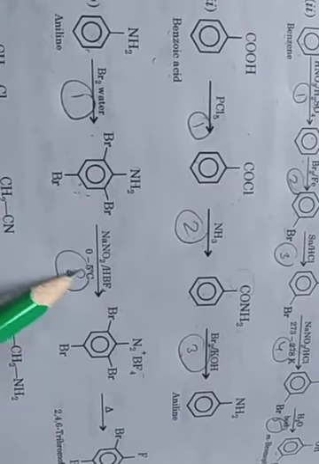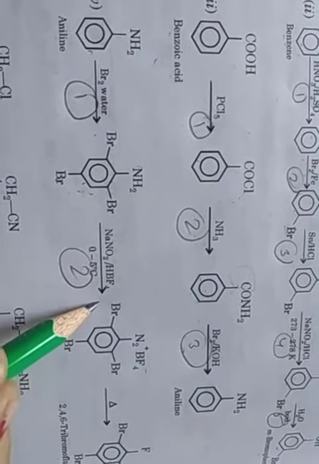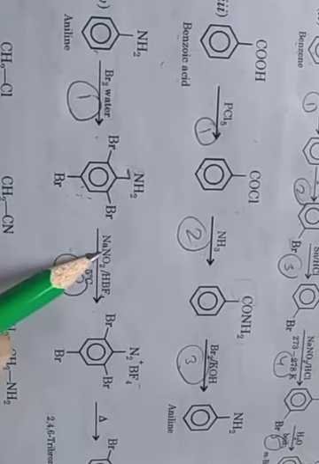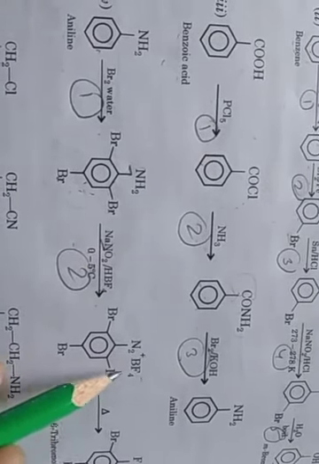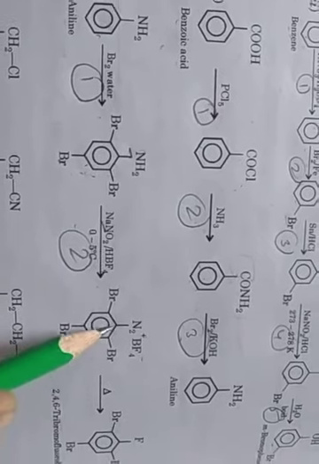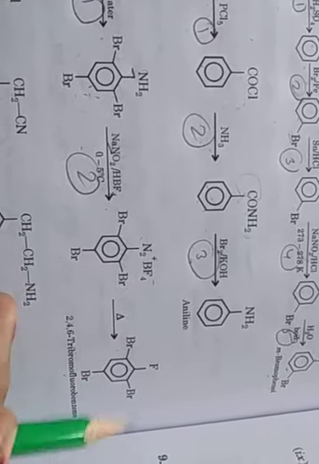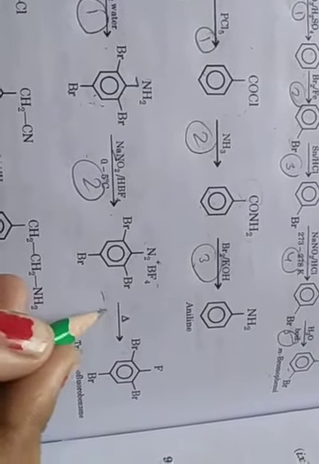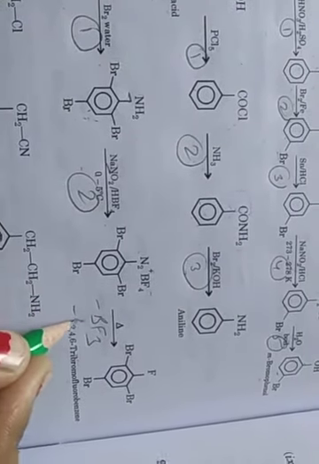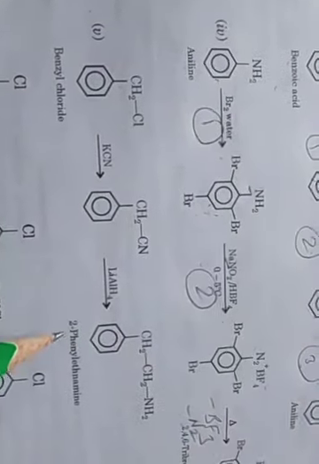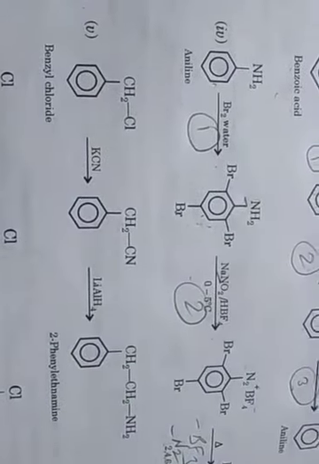Then in the second step react with NaNO2 and HBF4 at 0 to 5 degrees Celsius. So N2+ BF4- is attached at this position, and then on heating N2 gas goes out. Then fluorine is attached with the benzene and BF3 goes out. These are side products, so you write only the main product. Clear? Then next is benzyl chloride converting into 2-phenylethanamine.